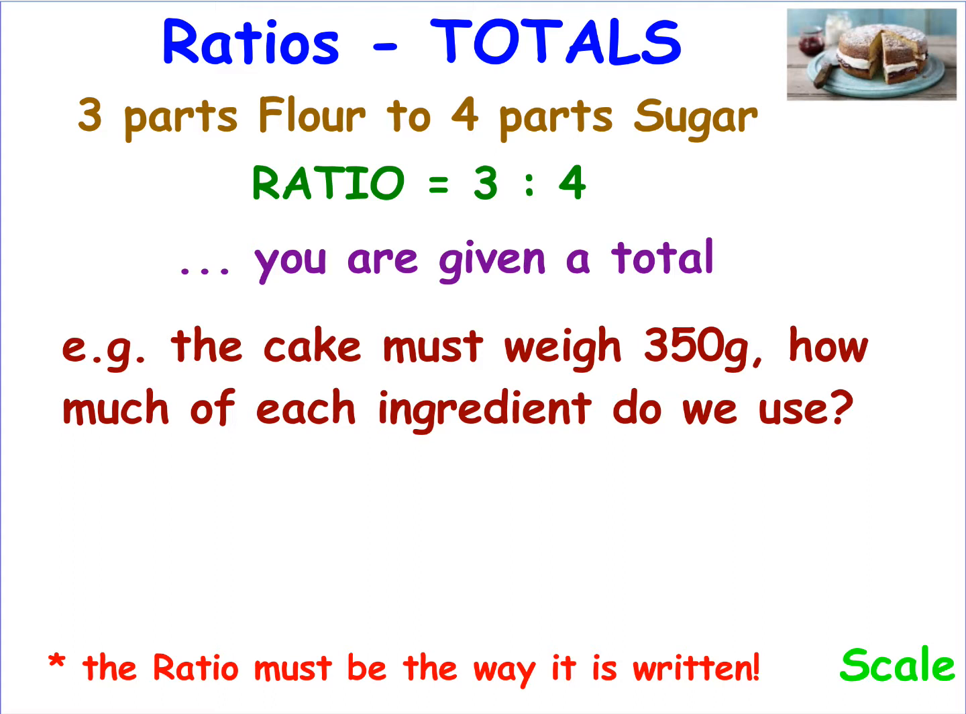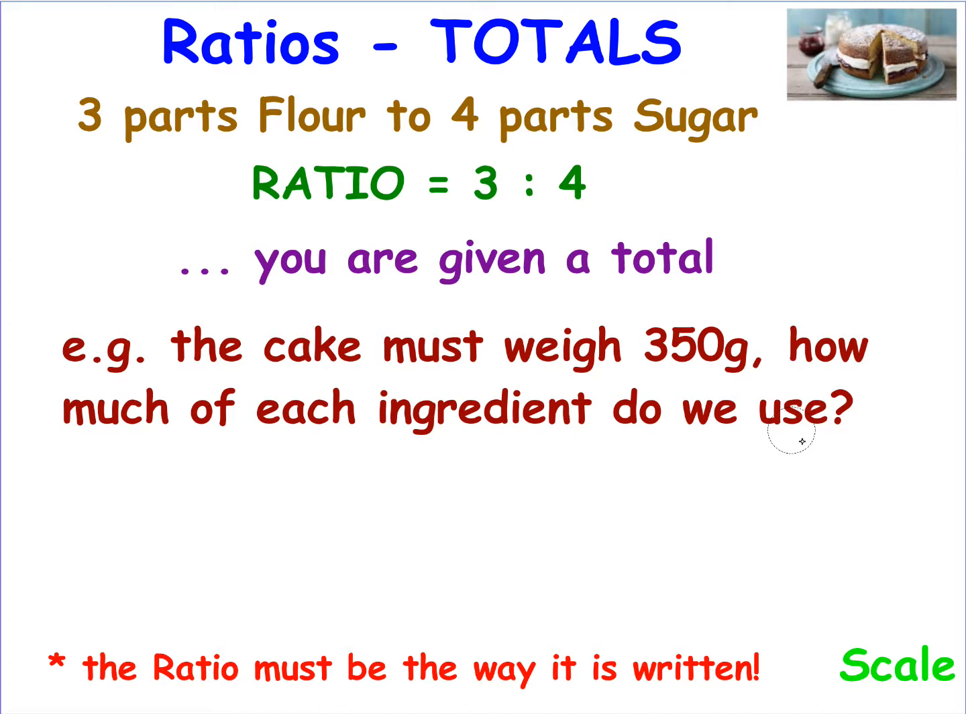Now, Pete bakes a very nice cake. And in order to bake my cake, I need 3 parts of flour to 4 parts of sugar. So my ratio, as it's written there, is 3 to 4. Now, what I'm going to give you is a total. So my total cake must weigh 350 grams. How much of each ingredient do we need to use?